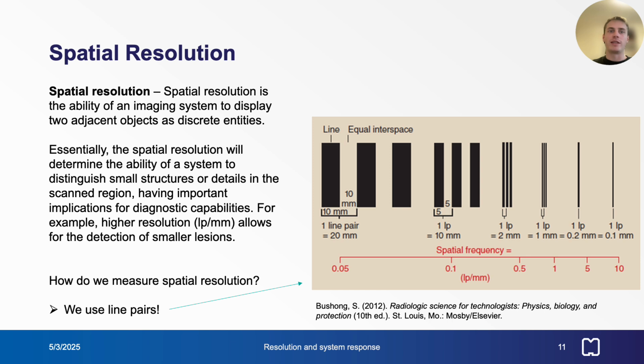Spatial resolution is the ability of an imaging system to display two adjacent objects as discrete entities. The spatial resolution will determine the ability of a system to distinguish small structures in the scanned region, which has important implications for diagnostic capability. So, for example, a higher resolution could allow for the detection of smaller lesions. And to measure spatial resolution, we use this concept known as line pairs, as shown in the diagram.